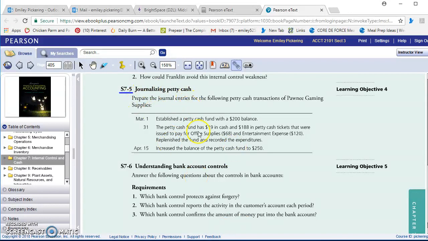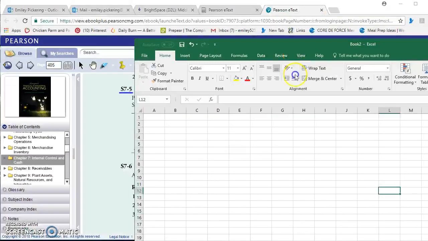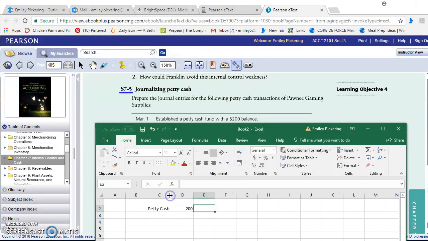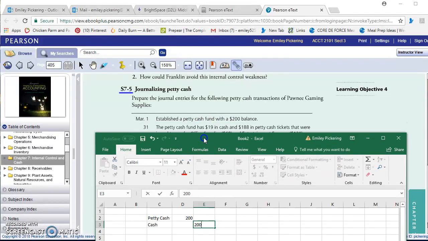So let's go ahead and establish a petty cash fund. When we're doing a petty cash fund, this is going to be the only time that we're actually ever going to use a petty cash account. So we're going to increase our petty cash by $200. Unless you are establishing or increasing a petty cash fund, this will be the only time that you are actually using a petty cash account. And then you're going to decrease your cash because the cash that goes into your petty cash comes from your bank account. So that's your March 1st entry.